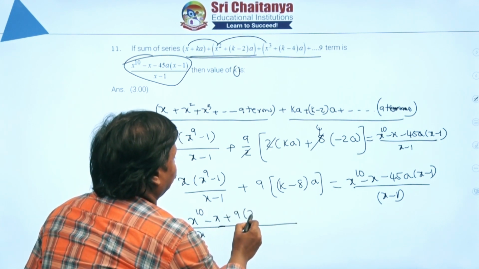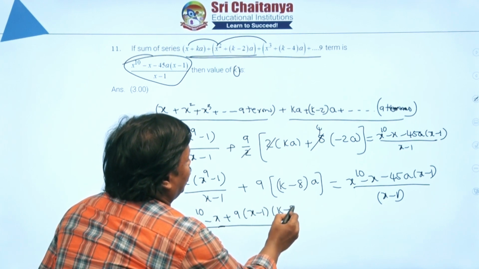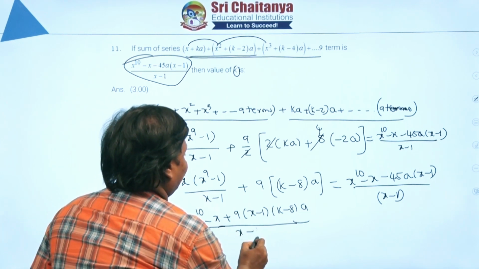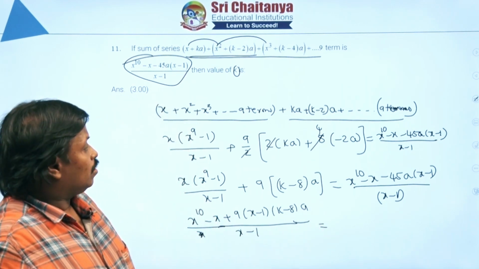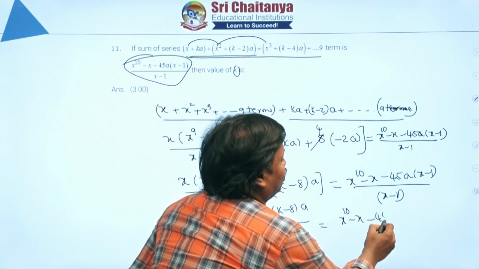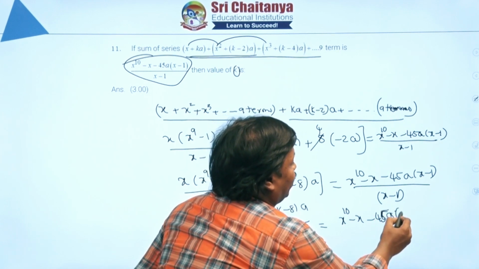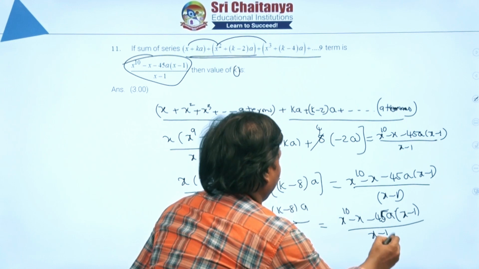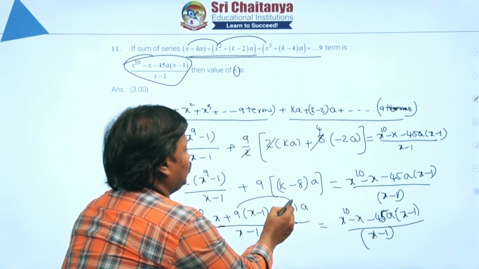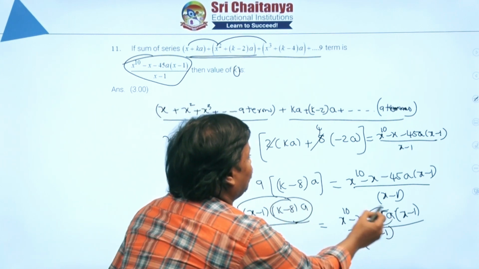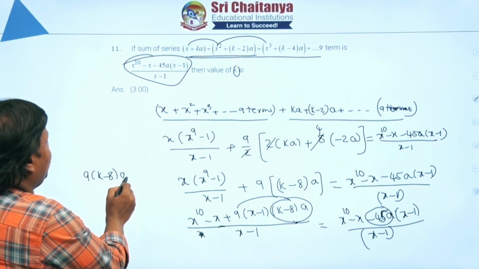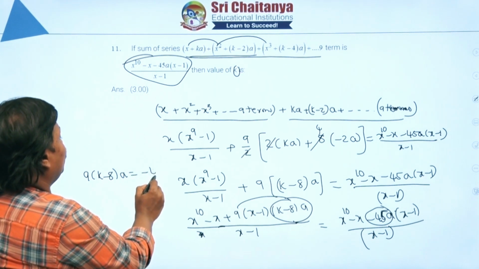plus 9 into (x minus 1) into k minus 8 into a by (x minus 1) equals to, so x^10 minus x minus 45a into (x minus 1) by (x minus 1). So if you simplify this, 9 into k minus 8 into a value equals to minus 45a. So 9 into k minus 8 into a equals to minus 45a.